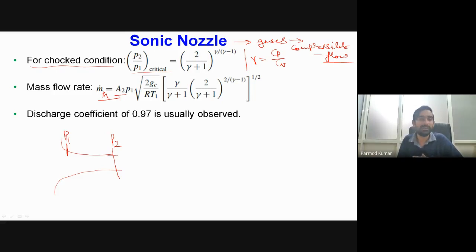But if we have to find out the actual mass flow rate, then obviously we have to determine the coefficient of discharge. We can calibrate our device using some known standards for finding out the coefficient of discharge. But generally, for these sonic nozzles, the discharge coefficient is nearly equal to 0.97.